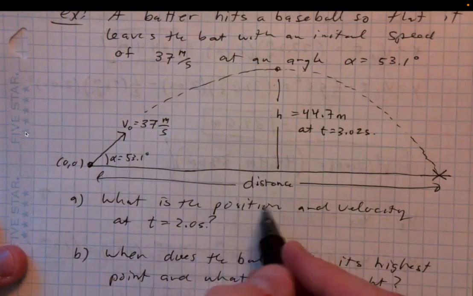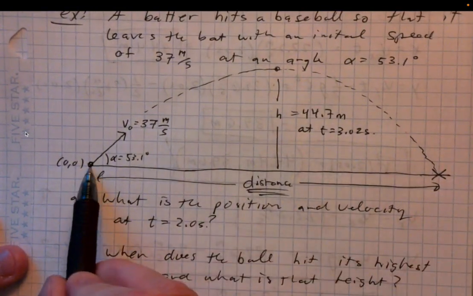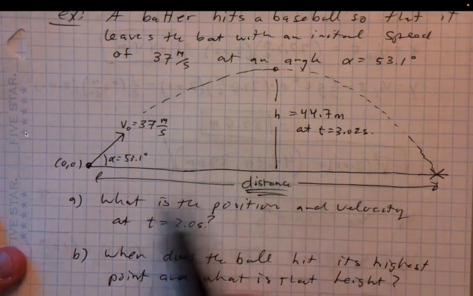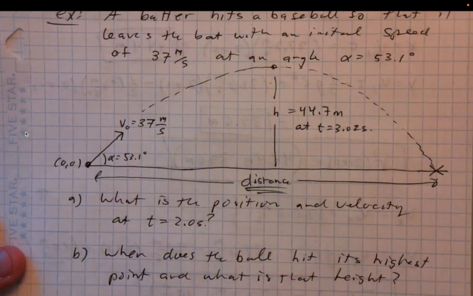And then finally, the last piece of information that we're interested in is how far does the ball fly? How far? What is this distance here? So here's home plate. Here's where the ball hits the ground in the outfield. What's the straight line distance between home plate and the outfield? So to find that horizontal range, we need to first find out when the ball hits the ground.